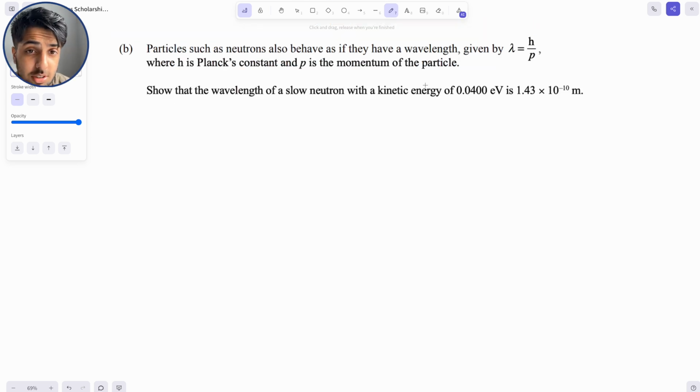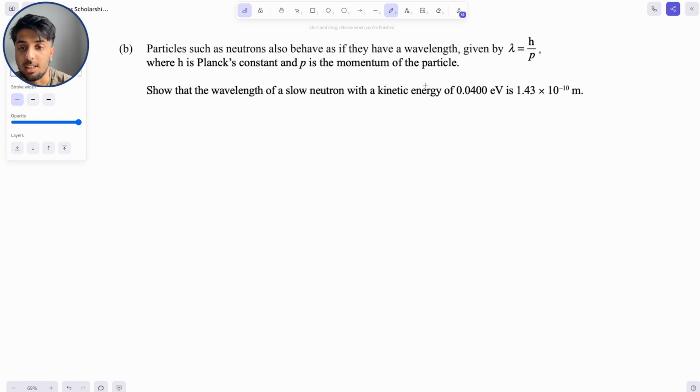So particles such as neutrons also behave as if they have a wavelength, given by that equation there, where h is Planck's constant and p is the momentum of the particle. Show that the wavelength of the slow neutron with a kinetic energy of 0.04 electron volts is 1.43 times 10 to the negative 10 meters.